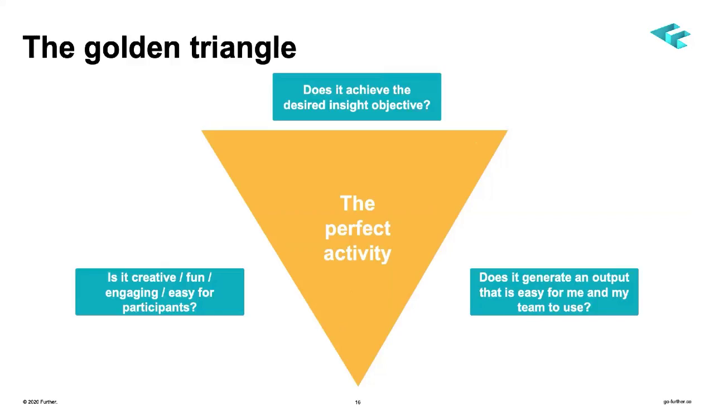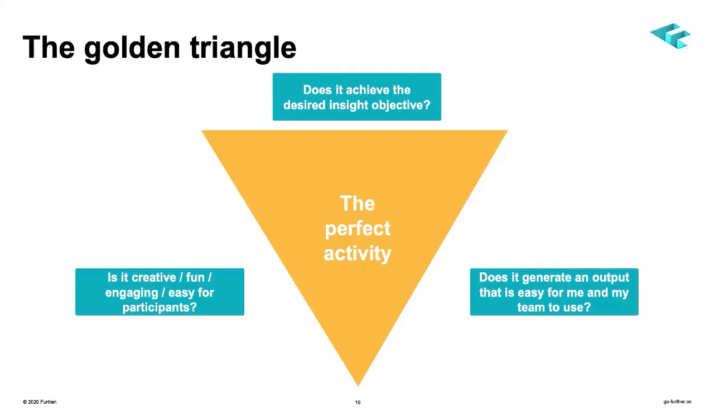At the end of the day, when you are designing your activity, there's a system I use called the golden triangle, and within this sits the perfect activity. When you've written your guide, your online guide, and you look at your activity, ask yourself these three questions. Does this activity achieve the desired insight objective? Am I answering my client's question? Does it generate an output that is easy for me and my team to use? So have I used the best tools available to me?